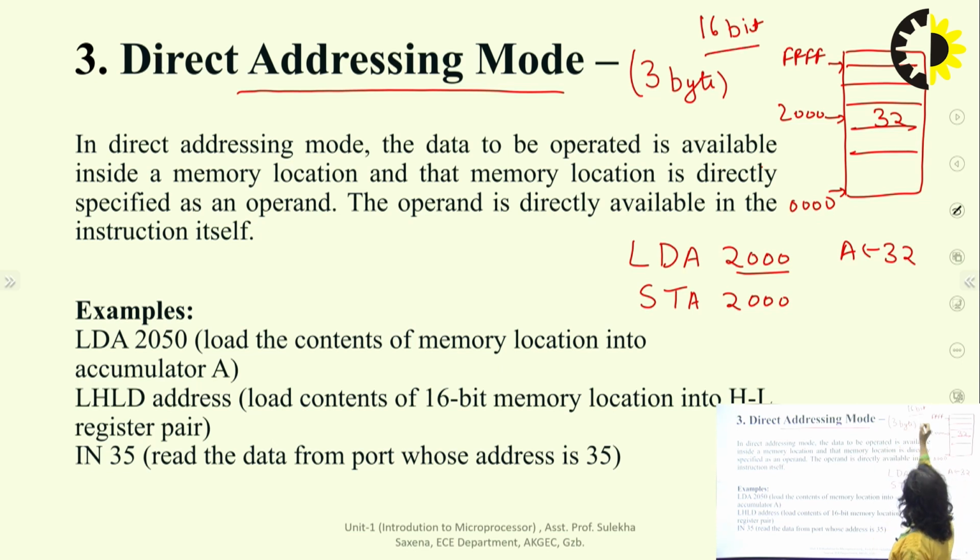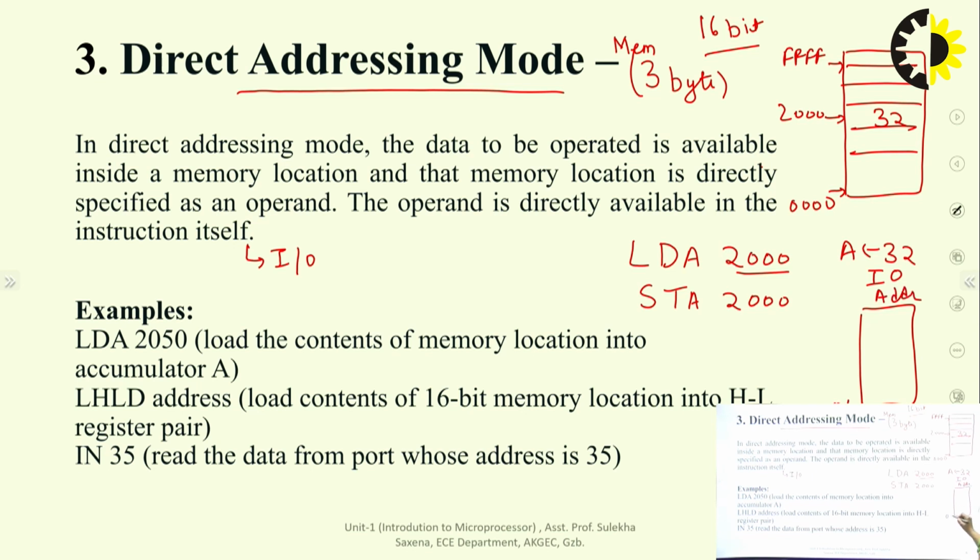If we talk about memory, the address bus is of 16 bits, the memory address is of 16 bits, so the size will be 3 bytes. So, if the instruction is accessing data from memory in direct addressing mode, the size will always be 3 bytes. But if the instruction accesses data from IO, in 8085 there are 2 to the power 8 IOs, that is, the IO address ranges from 00 to FF. So, if it is an IO instruction and the address is provided in the instruction, then the size of the instruction will always be 2 bytes, one for the opcode and 1 byte for the address.